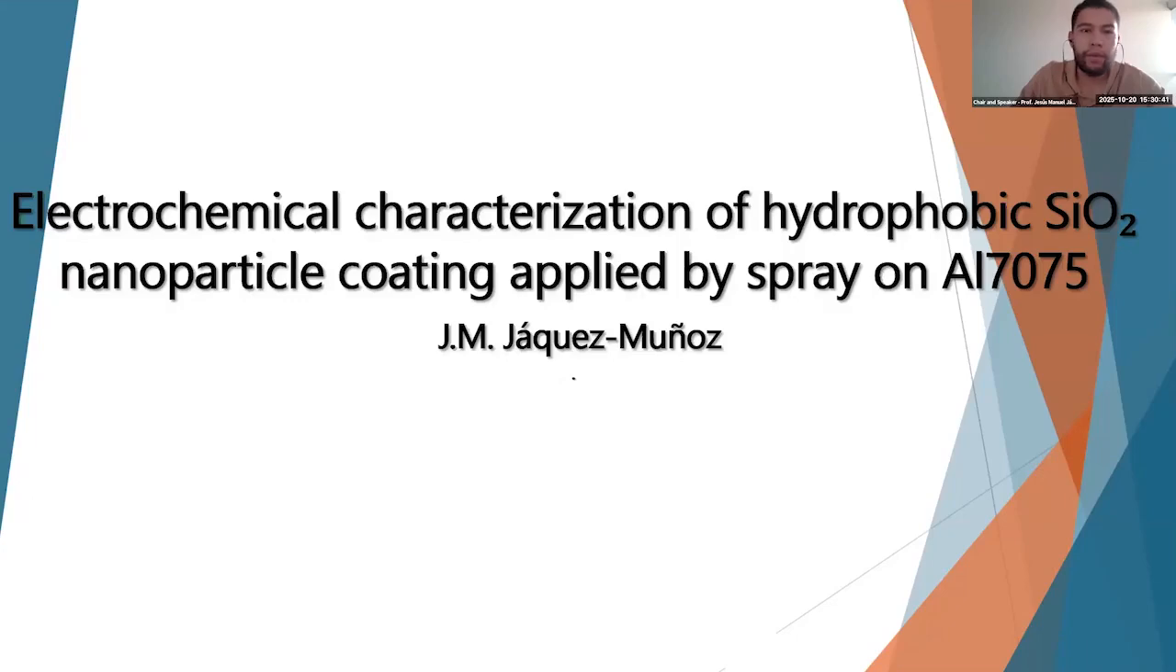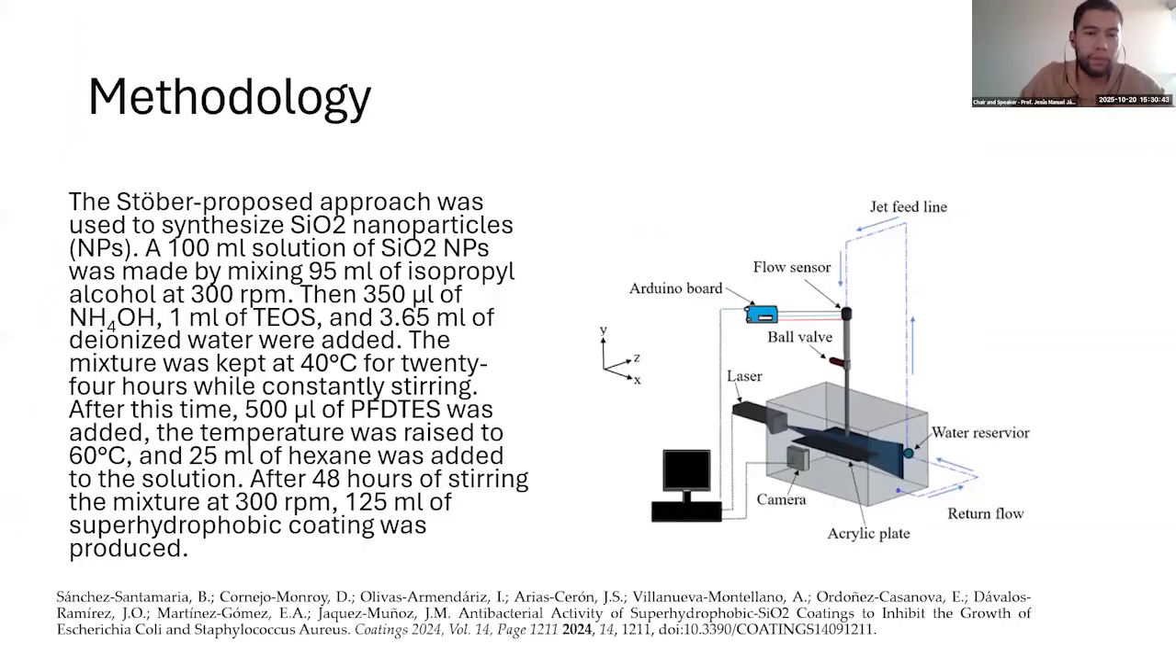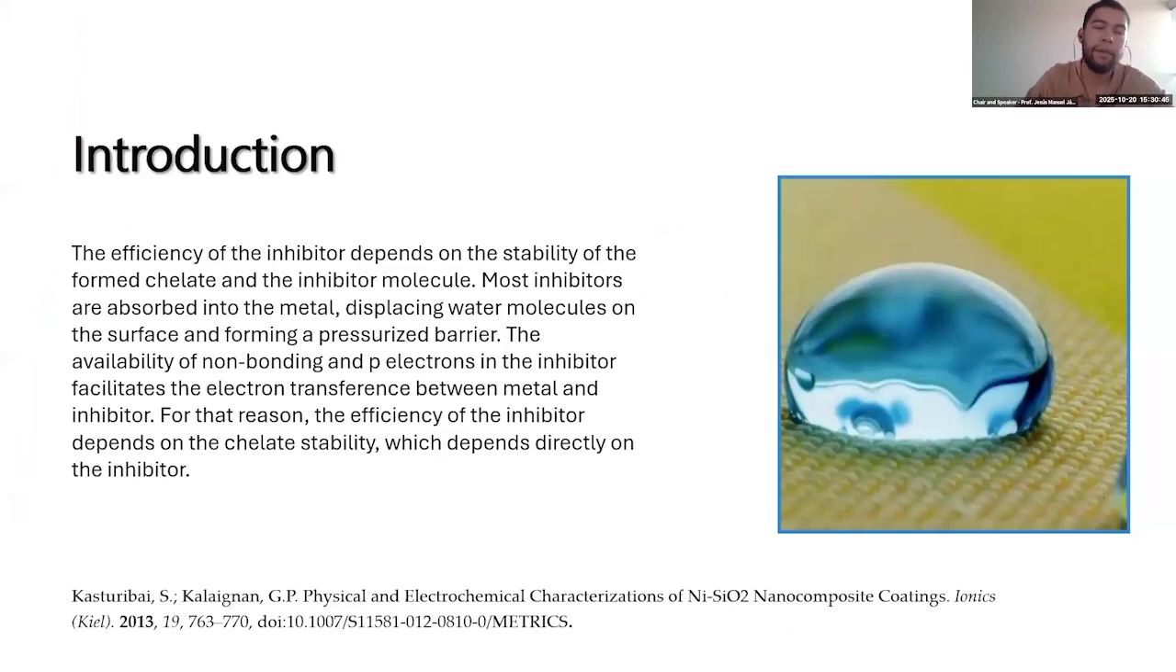As a brief introduction, the efficiency of the inhibitor depends on the stability of the former shell and inhibitor molecules. Most of the inhibitors are absorbed into the metal and displace the water molecules on the surface, forming a pressure barrier.